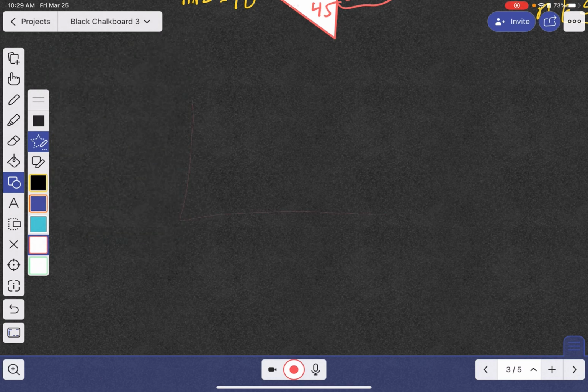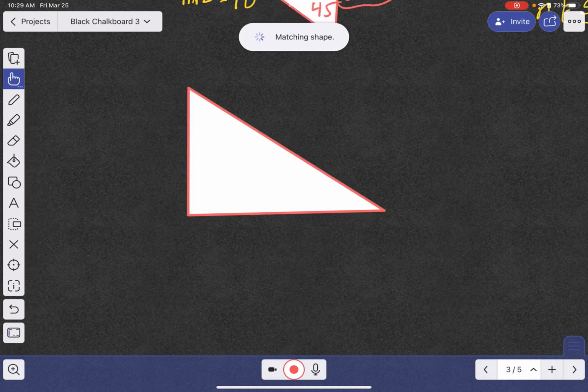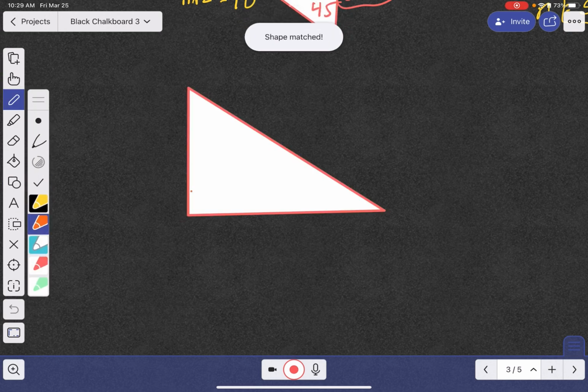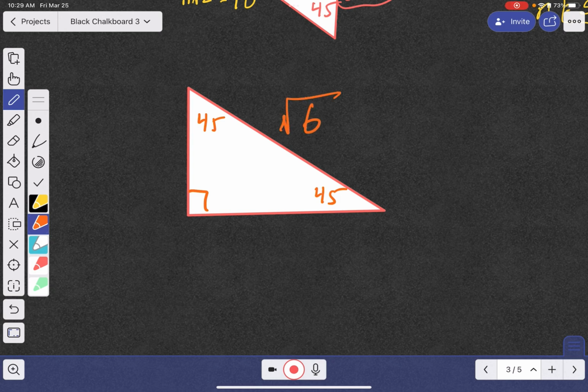Okay, so here's our 45, 45, 90. This is 45, this is 45. There's my 90. But now I tell you that this is radical 6. Well, half of radical 6 times the square root of 2, huh? I don't even know what that is. But if I can label the sides, my legs are n and n. My hypotenuse is n times the square root of 2. Now I can set this equal.